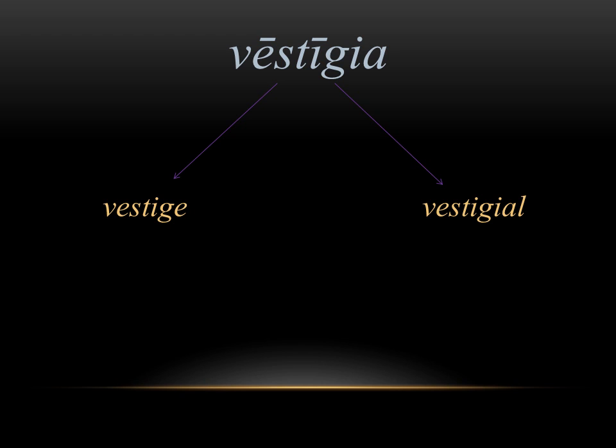Vestigial is the word we use again in science class if you think of, for instance, the tail on a human being that isn't there anymore. That's called a vestige or a vestigial tail. It's no longer there. That's where this word comes from.